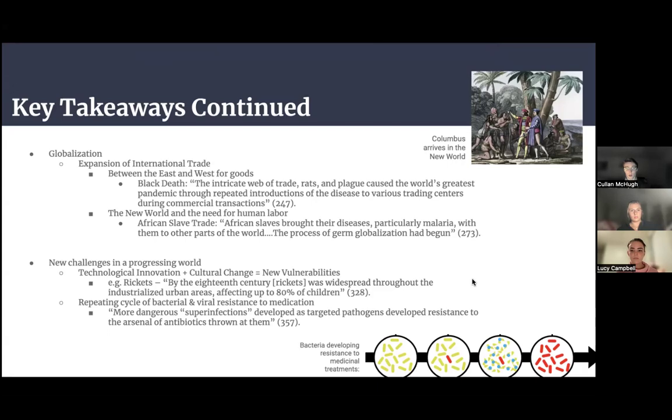Additionally, we see in the modern world a repeating cycle of bacterial and viral resistance to medication. So Dr. Barnes points out that superinfections can develop when they become resistant to our antibiotics, which were commonly used in the 1950s. And while antibiotics are important in protecting humans and ridding them of bacterial diseases, it is a constant battle where we develop antibacterial medication, bacteria become resistant to that medication, and then we have to redevelop medication. So it's an ongoing cycle that goes back and forth.